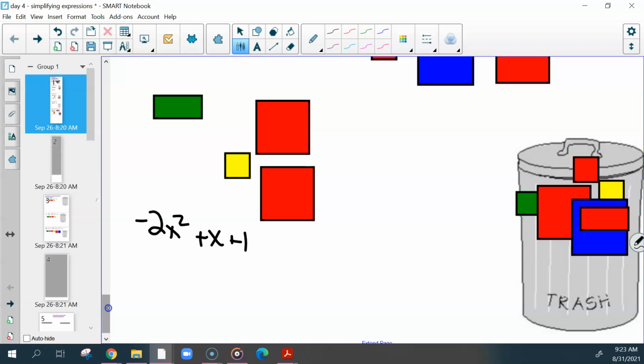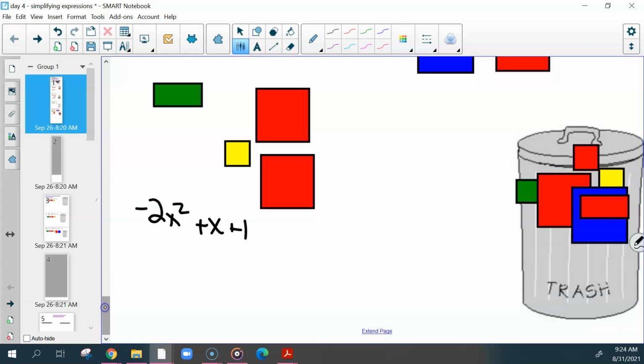Negative 2x squared, wow, I wrote that really quickly, plus x plus 1. If you wrote that a different way, I want you to get in the mindset of writing it this way: variables with exponents come first, then variables without exponents, and then constants without variables. In that format.